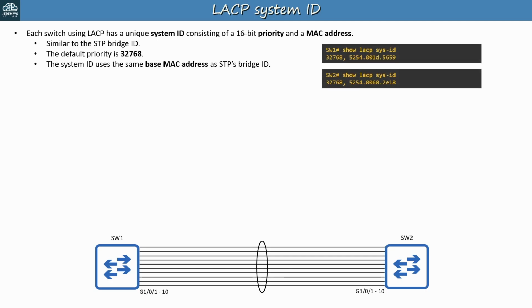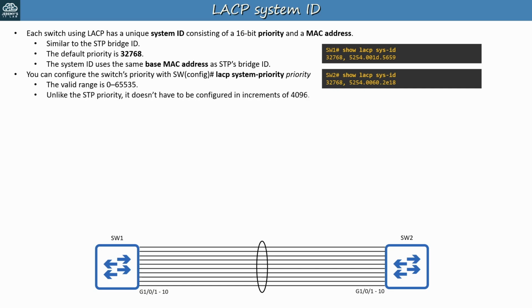You can view the system ID with show lacp sys-id. Switch 1 and switch 2 both have the default priority of 32768. You can configure the switch's priority with the lacp system-priority command in global config mode. The valid range for the priority is 0 to 65535. But unlike the STP priority, it doesn't have to be configured in increments of 4096. The reason STP's priority must be a multiple of 4096 is because the extended system ID, the VLAN ID, takes up 12 bits of the 16-bit priority, so you can only modify the 4 most significant bits. But the LACP system priority doesn't have that concept, so you're free to use any value.